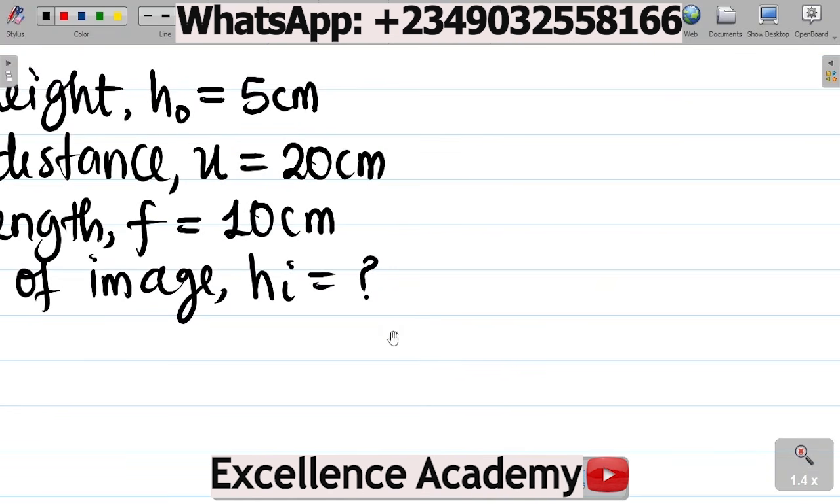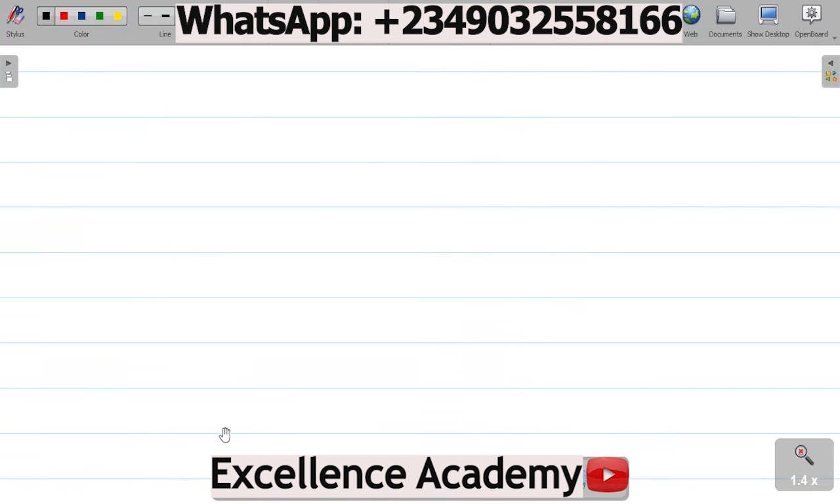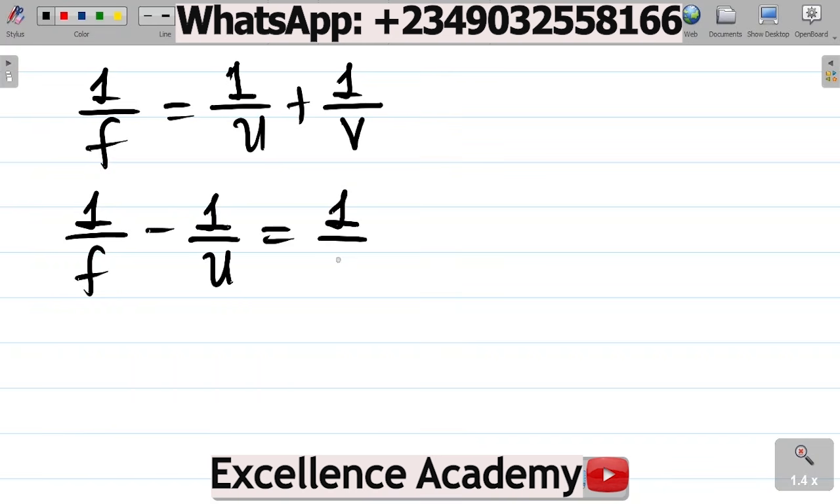Now, how do we solve this question? First things first, let's get the image distance. If we use the mirror formula, we know that 1 over f is equal to 1 over u plus 1 over v. We have this. Let's get the value of v, the image distance. Of course, to get this, we have to move 1 over u over to the left-hand side, and that becomes negative. So we have 1 over f minus 1 over u is equal to 1 over v. All right. Working on this, what do we have there?